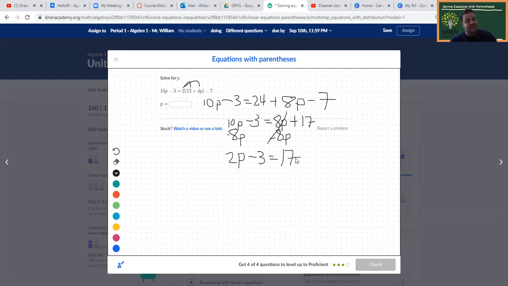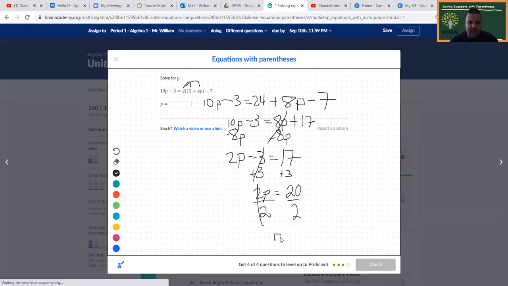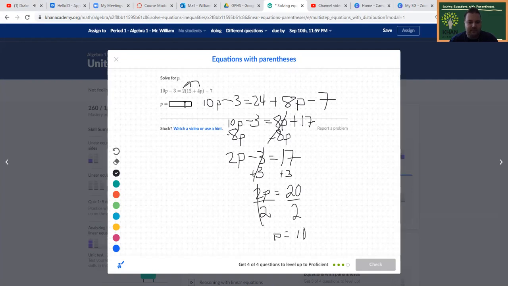We want to get the p by itself, so before I can do that, we've got to get rid of this constant. The inverse operation is to add 3 to both sides. 2p equals 17 plus 3, that is 20. 2 times p, we want to get p by itself, so we do the inverse operation, which is to divide by 2 on both sides, and we get p equals 20 divided by 2 is 10. P equals 10.